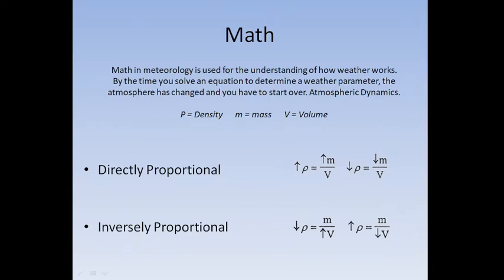Inversely proportional is the density and the volume. So if you hold mass constant and you increase the volume, then that density will decrease. If you decrease the volume, now you're packing all that mass into a smaller area. Now the density will increase. So that's directly proportional or inversely proportional.